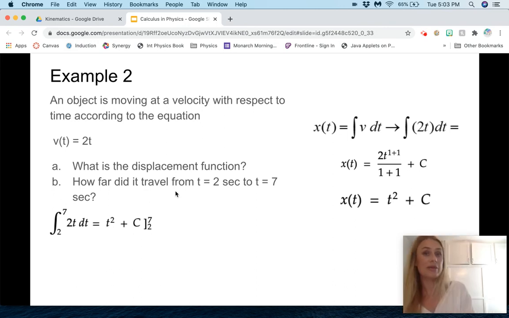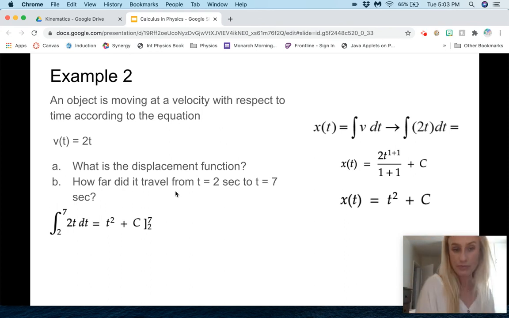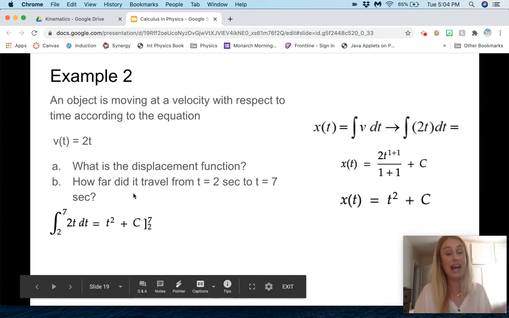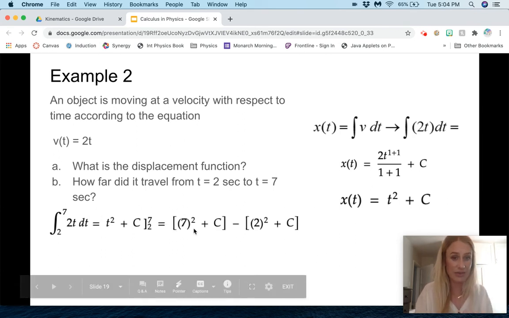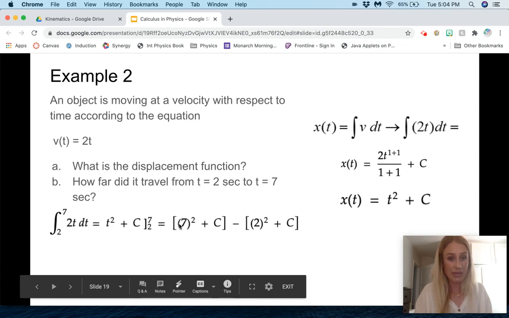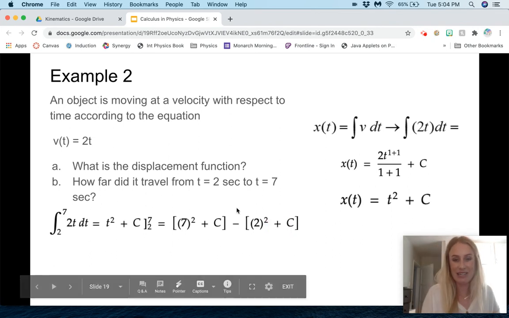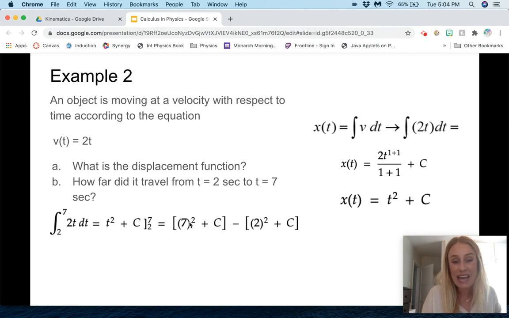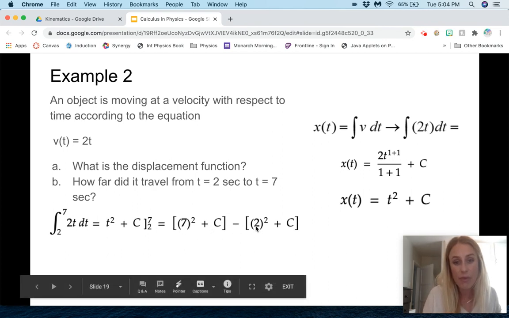So now we want to actually plug our times in. Just like any other delta, because remember, this is a change here, we're going to do final minus initial. So what I mean by that is we're going to plug 7 into this whole thing first, and then subtract, and then plug 2 into it. So it looks something like this. I have 7 for t, that's my 7 seconds, in t squared plus c. So final minus initial, which is 2 seconds squared plus c. Sorry, I keep accidentally clicking. So see how we have 49 plus c minus 4 plus c.